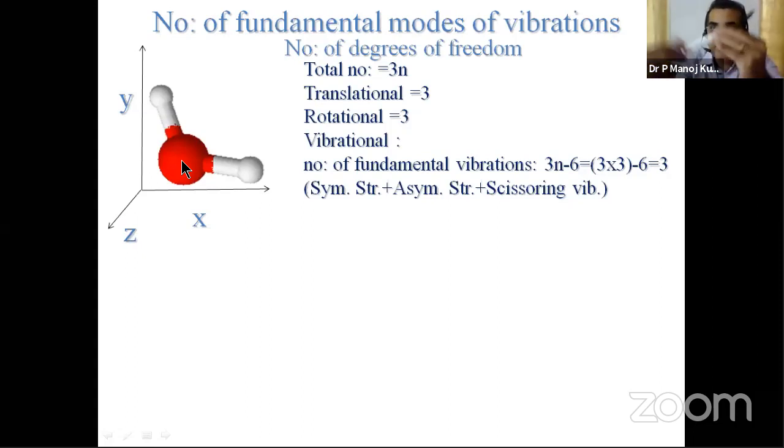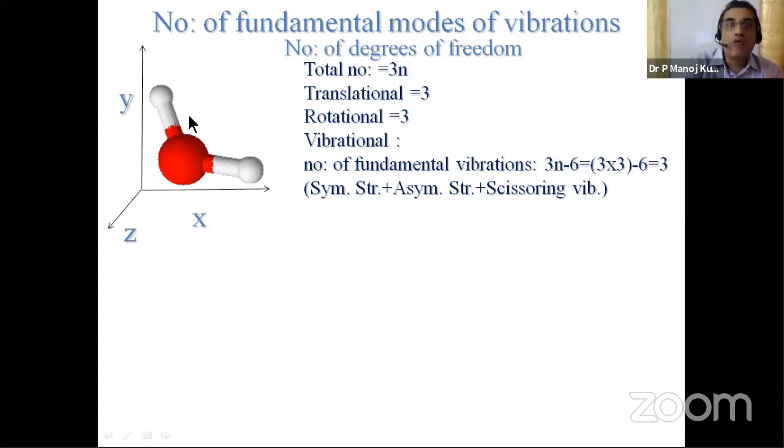When I rotate it in the z direction, again the positions are going to change. So you say that there are three rotational degrees of freedom for the water molecule. Totally we have 3n, and we have isolated 3 for translation, 3 for rotation. As I already told you, the total is 3n. So what is the difference? 3n minus 6, so that comes out to be equal to 3.